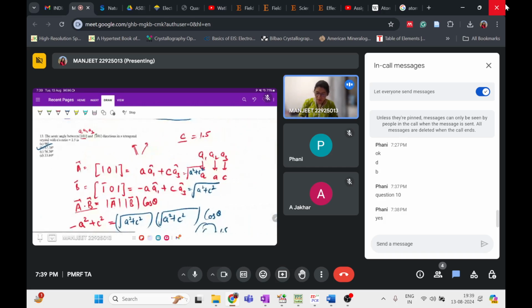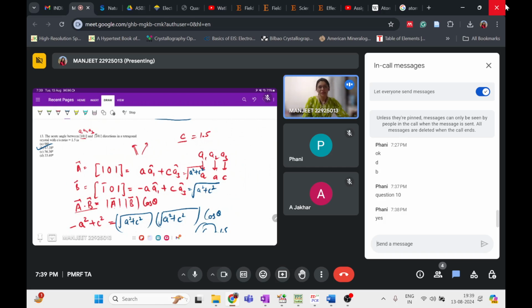In the next question, we have two directions to find the angle between, and in the tetragonal system the a by c ratio is given as 1.5. So consider the directions as lattice vectors. Now we simply have two vectors and have to find the angle between them. This is the very simple way you can find the angle between any two directions.